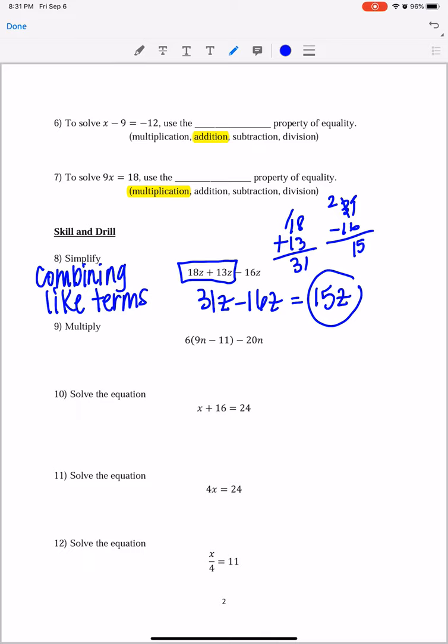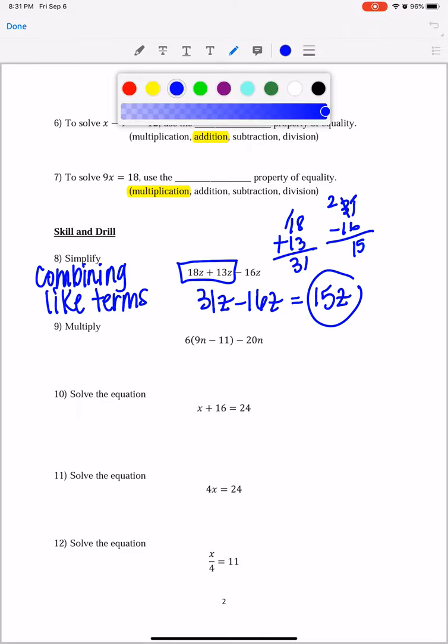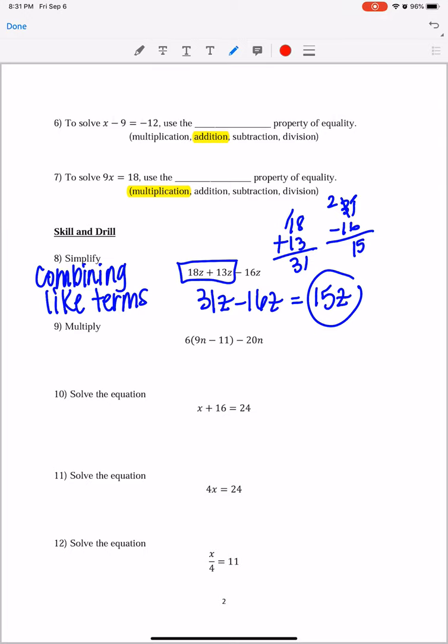Number 9, we are multiplying. Again, just like with this first one here, there is no equal sign. So that means you can't solve anything. Same thing here. This one has an equal sign, so you can solve. This one doesn't have an equal sign, so you are combining like terms again. So I'm just going to put a little arrow down here. We're combining like terms here as well.